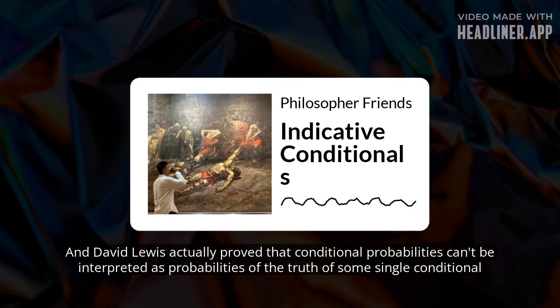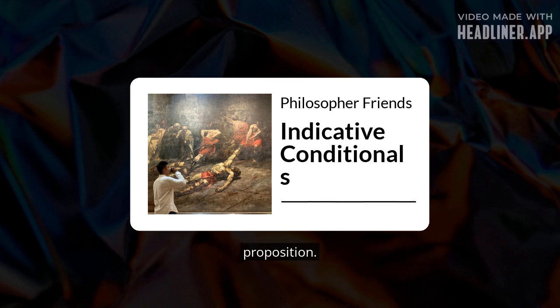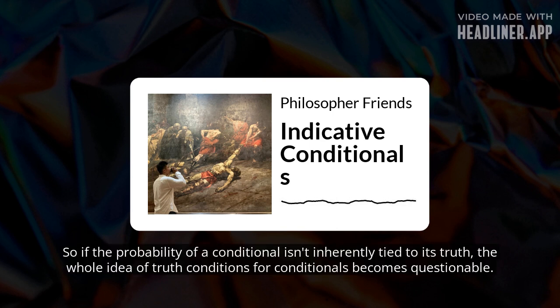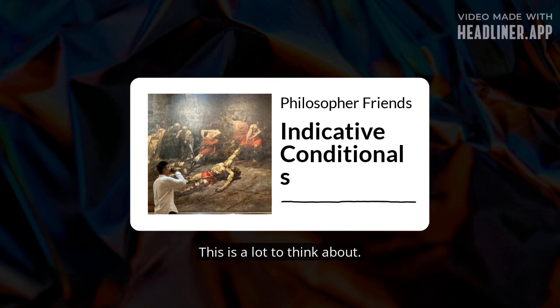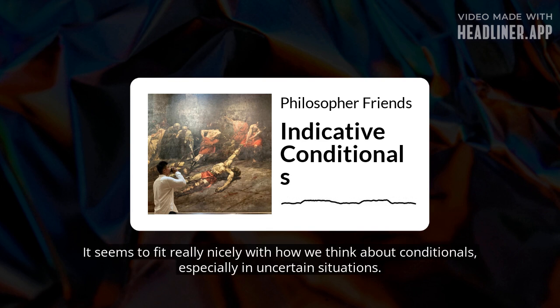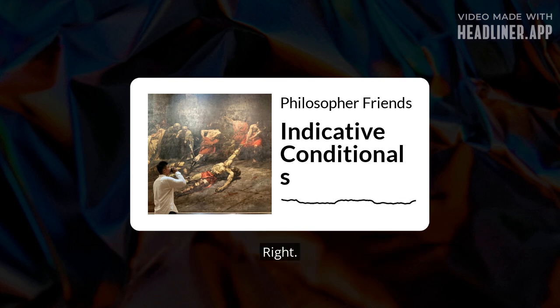And David Lewis actually proved that conditional probabilities can't be interpreted as probabilities of the truth of some single conditional proposition. So if the probability of a conditional isn't inherently tied to its truth, the whole idea of truth conditions for conditionals becomes questionable. This is a lot to think about. It is. But I'm kind of liking this approach. It seems to fit really nicely with how we think about conditionals, especially in uncertain situations.